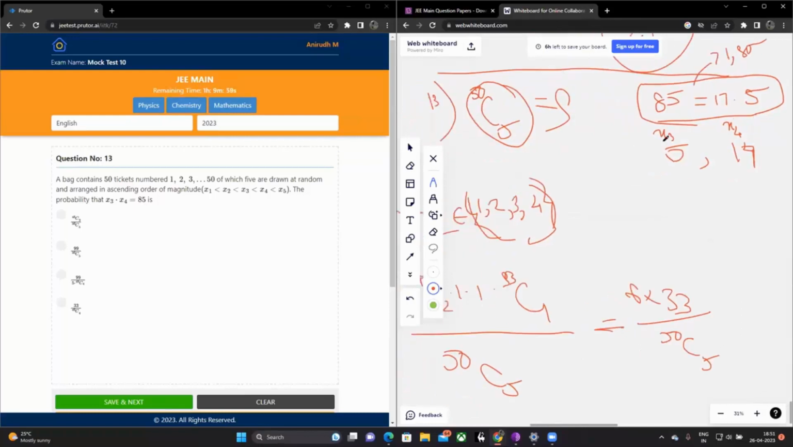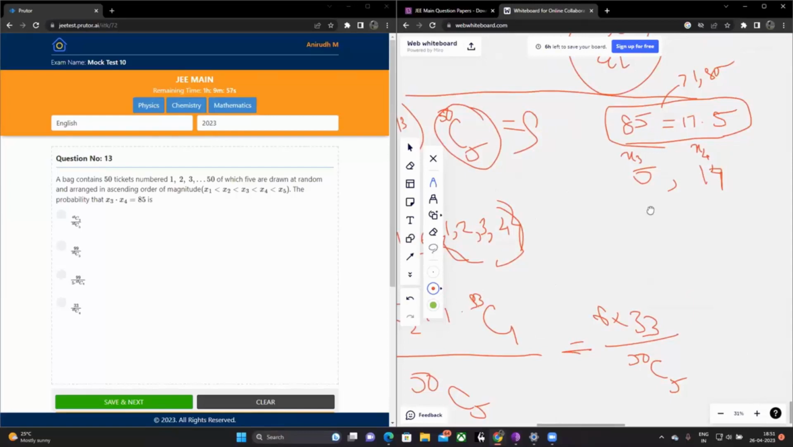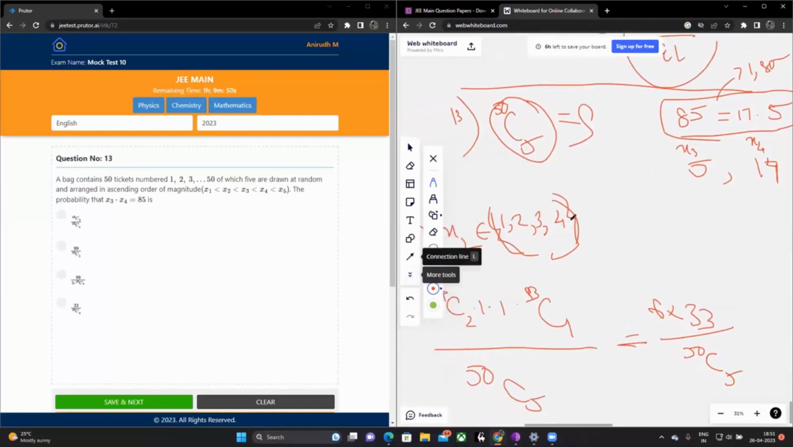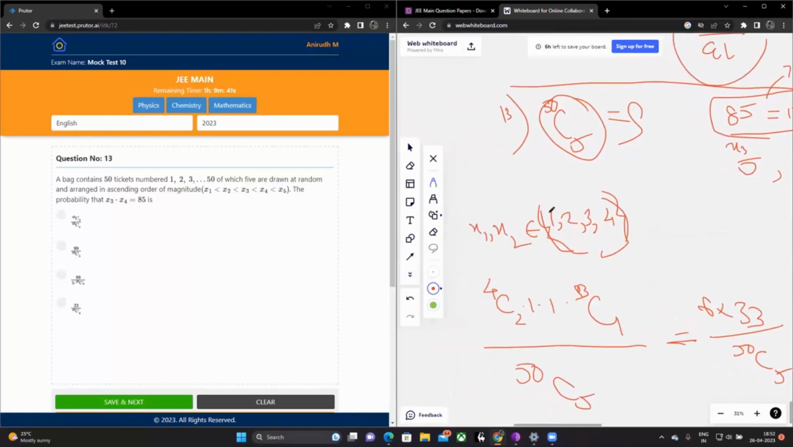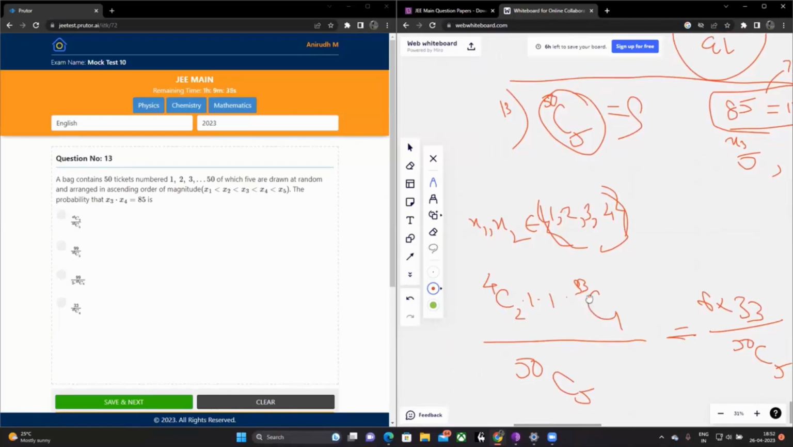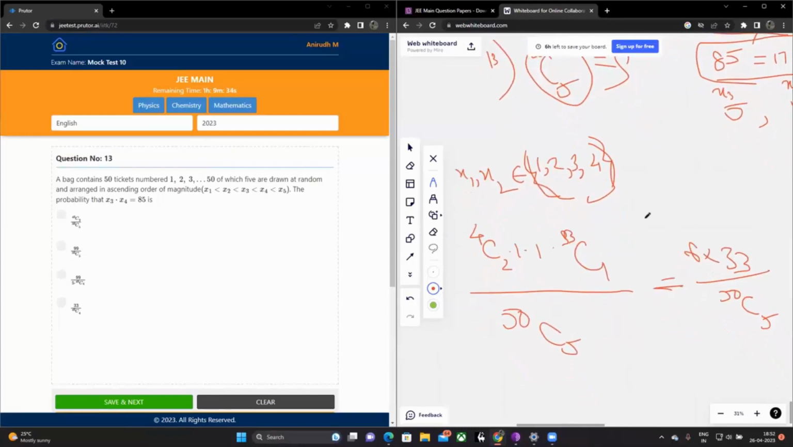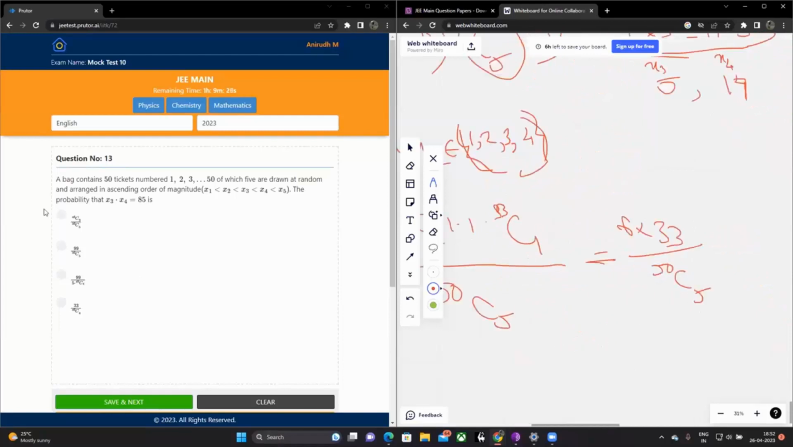These two are 1 and 1. There is no chance of this being changed. And then you have x1 and x2 being chosen from 1, 2, 3, 4. That can be done in 1, 2, 1, 3, 1, 4, 2, 3, 2, 4, and 3, 4. That is the space. So you have that, right? And so this is basically 6 into 33 divided by 50 C5, right?